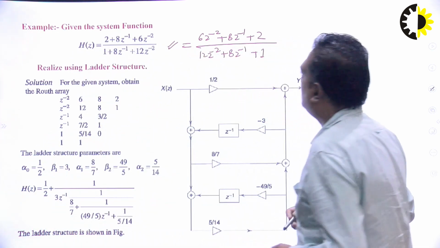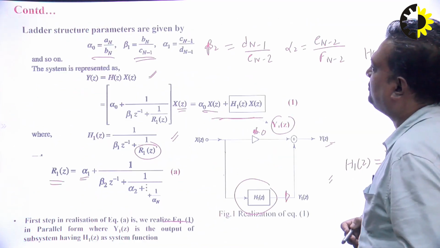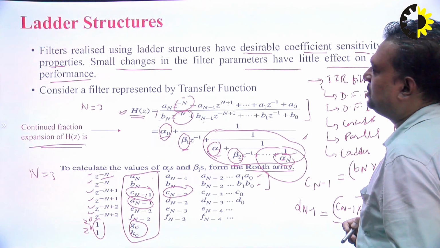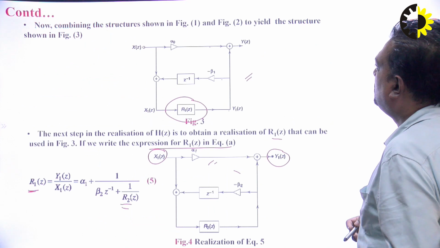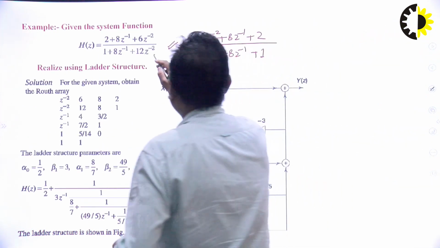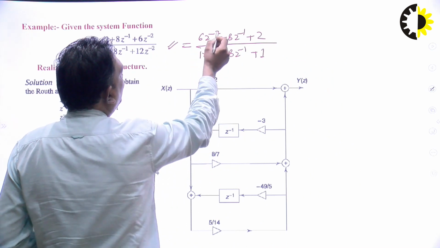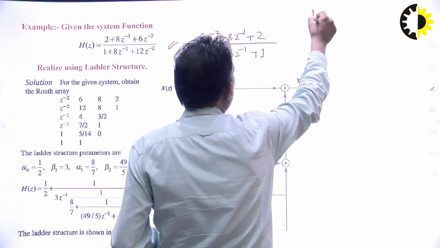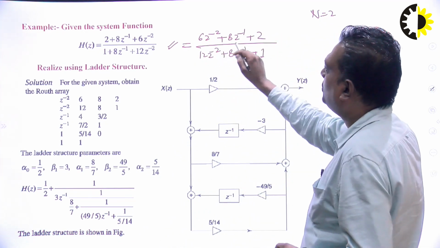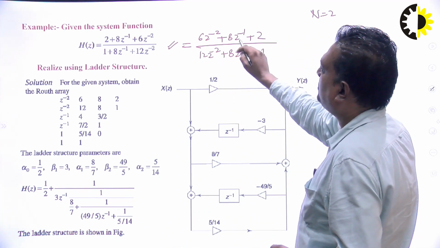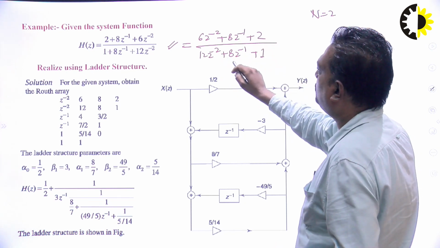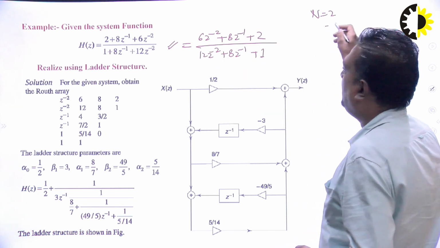Now you can compare it with the standard equation, a n z to the power minus n plus a n minus 1 z to the power minus n plus 1, like this. So you can see the coefficient values are a n z to the power minus n, so n will be equal to 2. These coefficients start from a2 z to the power minus 2 plus a1 z to the power minus 1 plus a0, with 2 and 12 z to the power minus 2. So here n will become 2.